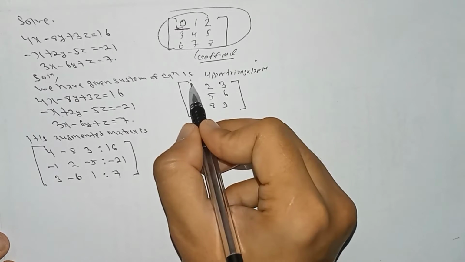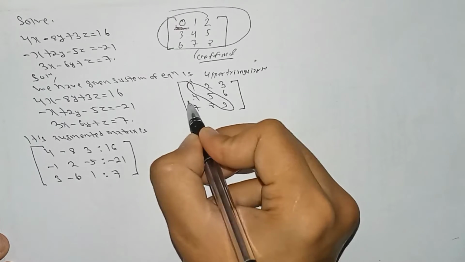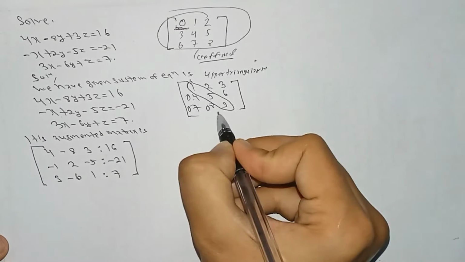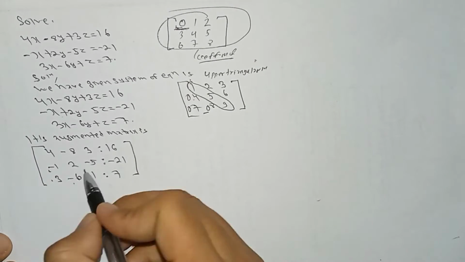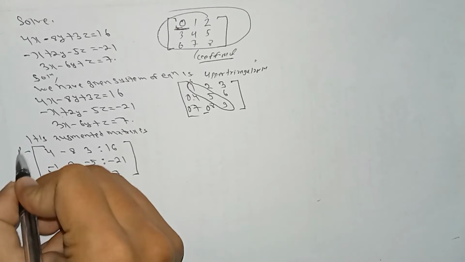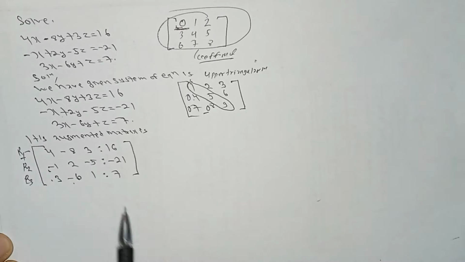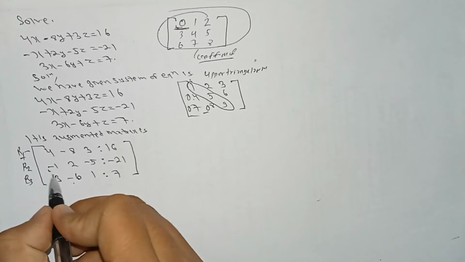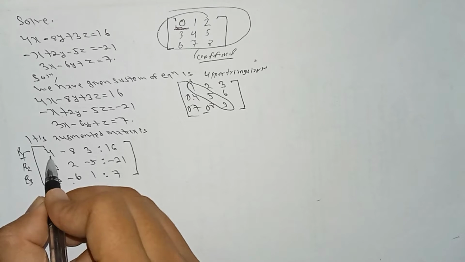So what is the leading diagonal? This is the leading diagonal, and the values below this must be 0. Here must be 0, here must be 0, and here must be 0. This is row 1, this is row 2, this is row 3. You don't need to write row 1, row 2, row 3; it is written to understand. So we have to make the -1 and 3 in rows 2 and 3 zero with the help of row 1.